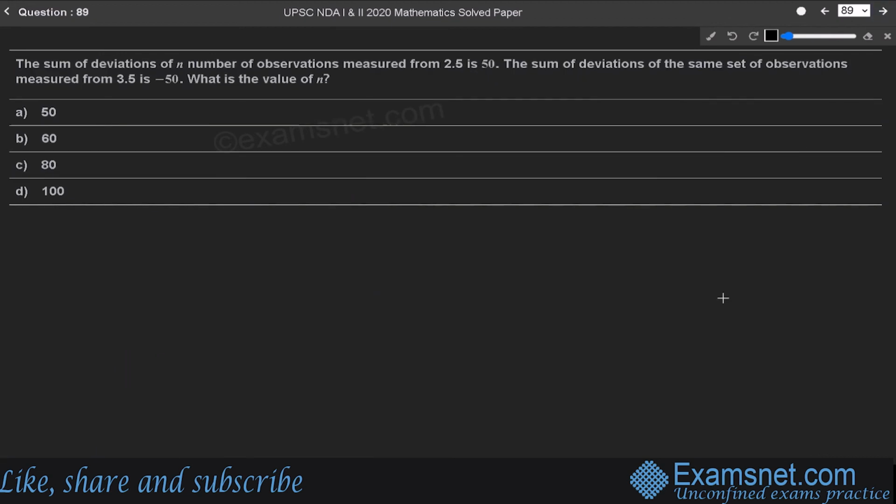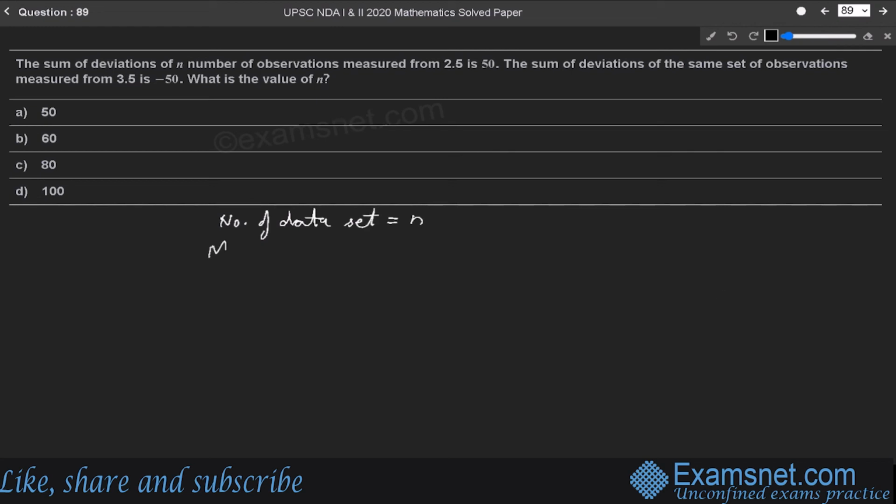Next question is the sum of deviations of n numbers of observation measured from 2.5 is 50. The sum of deviations of the same set of observations measured from 3.5 is minus 50. What is the value of n? See, it is a very different question and it is so simple question. We have to find the value of n and total number of data set is n. So we can write that number of data set is equal to n.